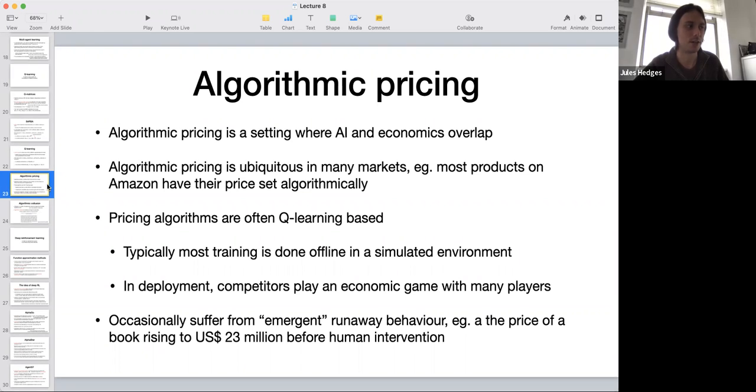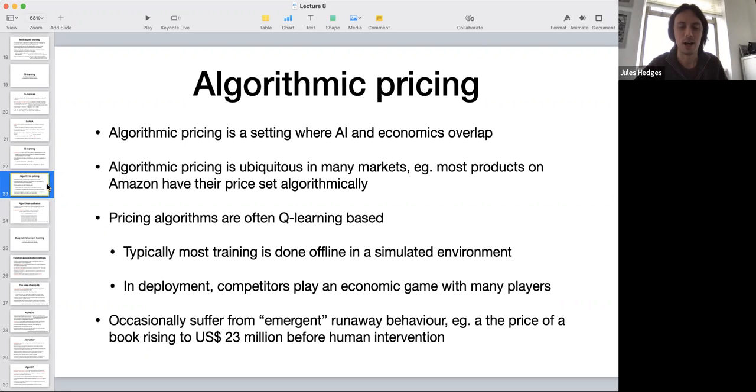Q-learning is an effective kind of workhorse method for a lot of things, which includes this. Some details: these algorithms are typically trained offline in a simulated environment, a simulated marketplace. You run an economic simulation of how this thing will behave when you deploy it. In deployment, generally learning stops, although I think it can continue in some cases. And in deployment, the competitors are playing literally an economic game. You have several competitors trying to sell the same product, or closely related, so-called substitutable products.